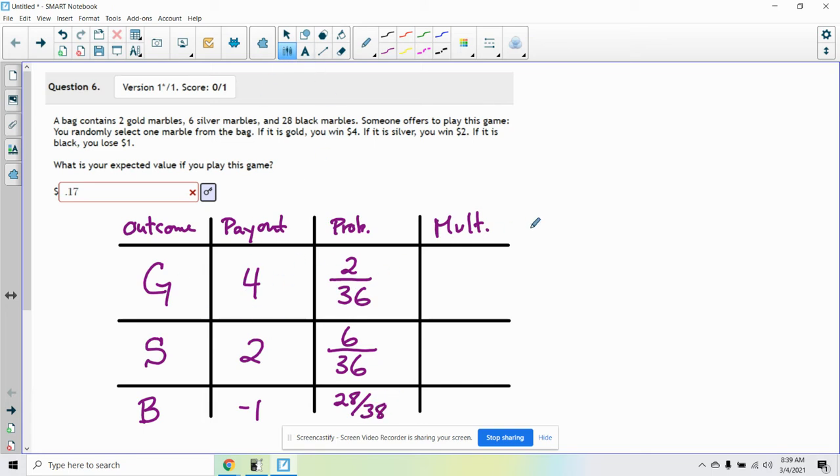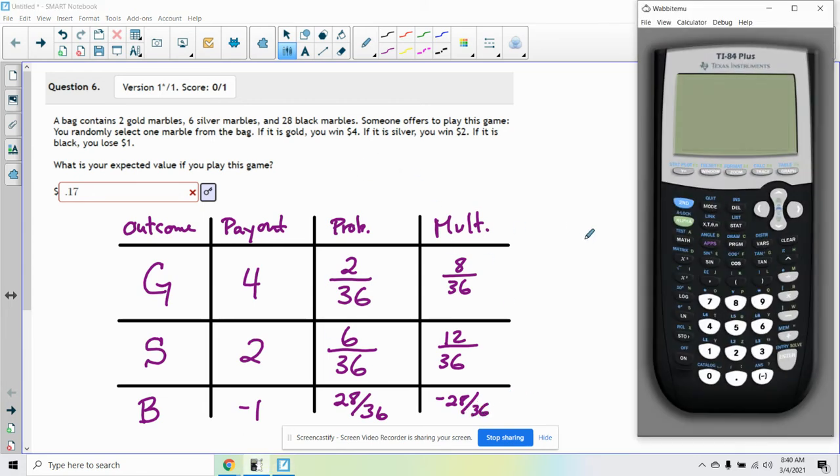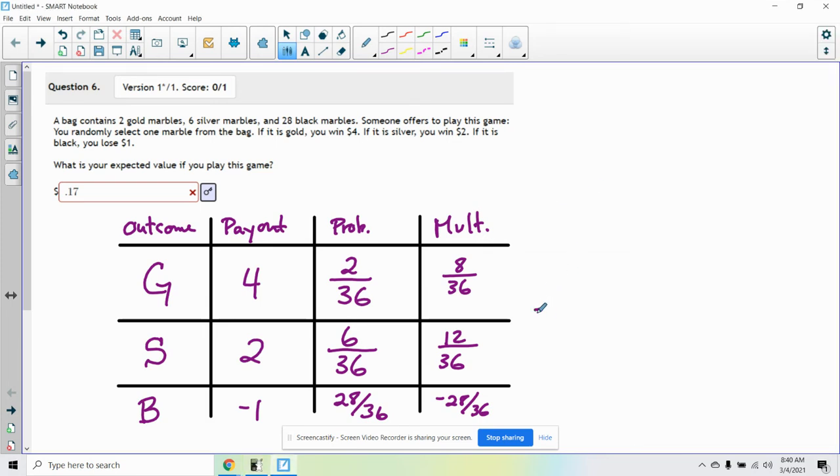And the last step is just to take these 2 columns and multiply them together. So I get 4 times 2/36 is 8/36. 6 times 6/36 is 36/36. And -1 times 28/38. I'm sorry, that should be 36. My mistake. Is going to be -28/36. So now I'm just going to take this last column and add up all these values in my calculator. So I have 8 divided by 36 plus 36 divided by 36 plus -28 divided by 36. And you get -0.22. So this is going to give me an expected value of -22 cents. Okay.